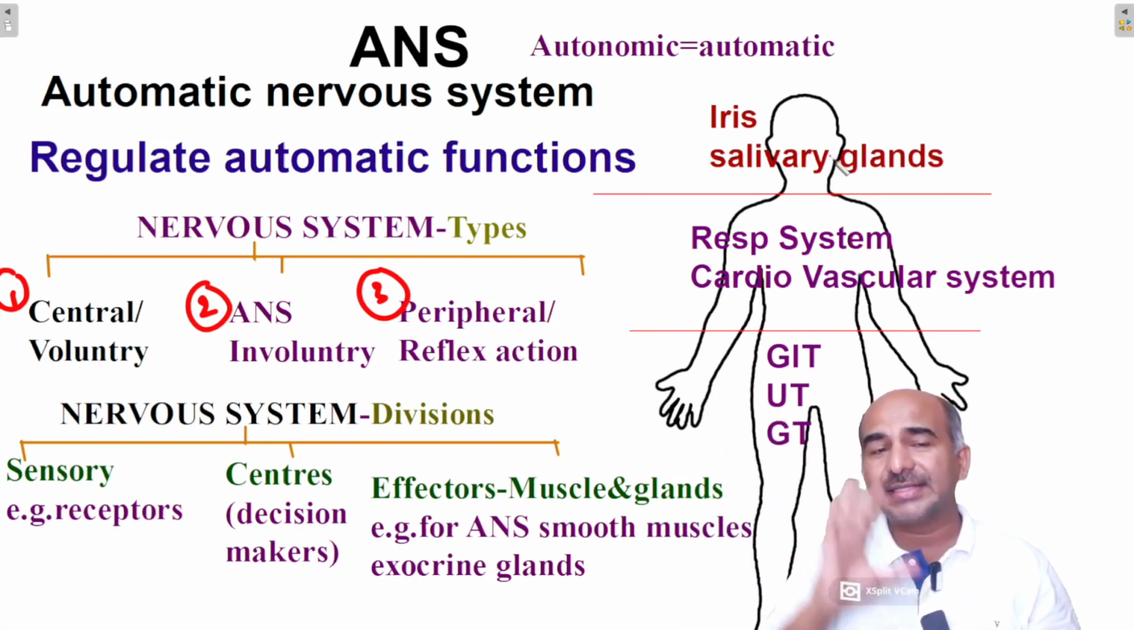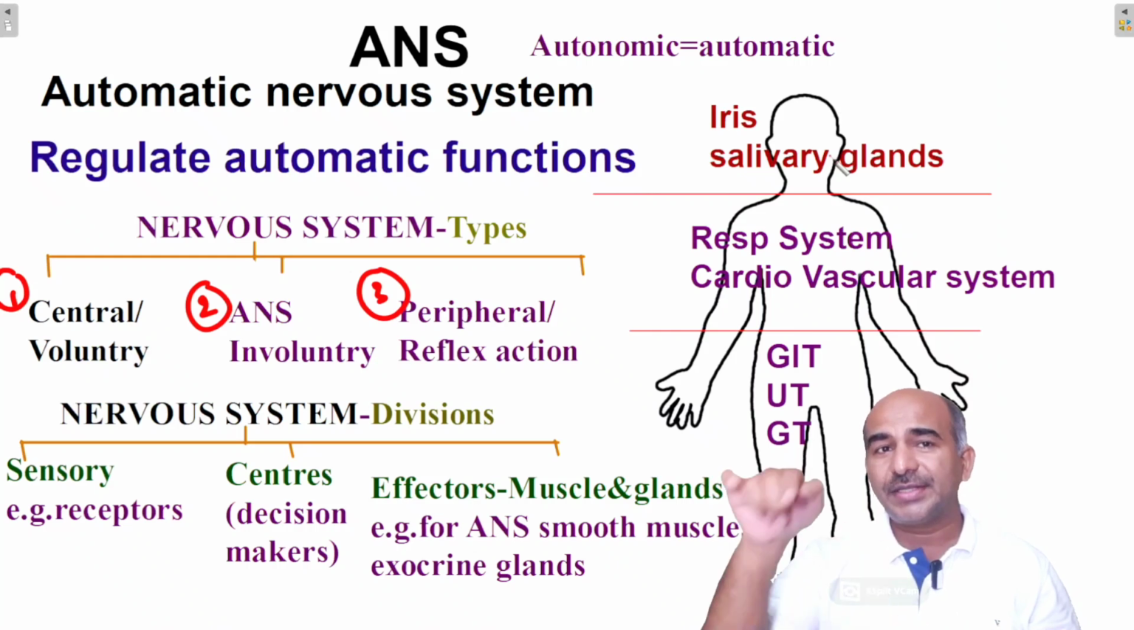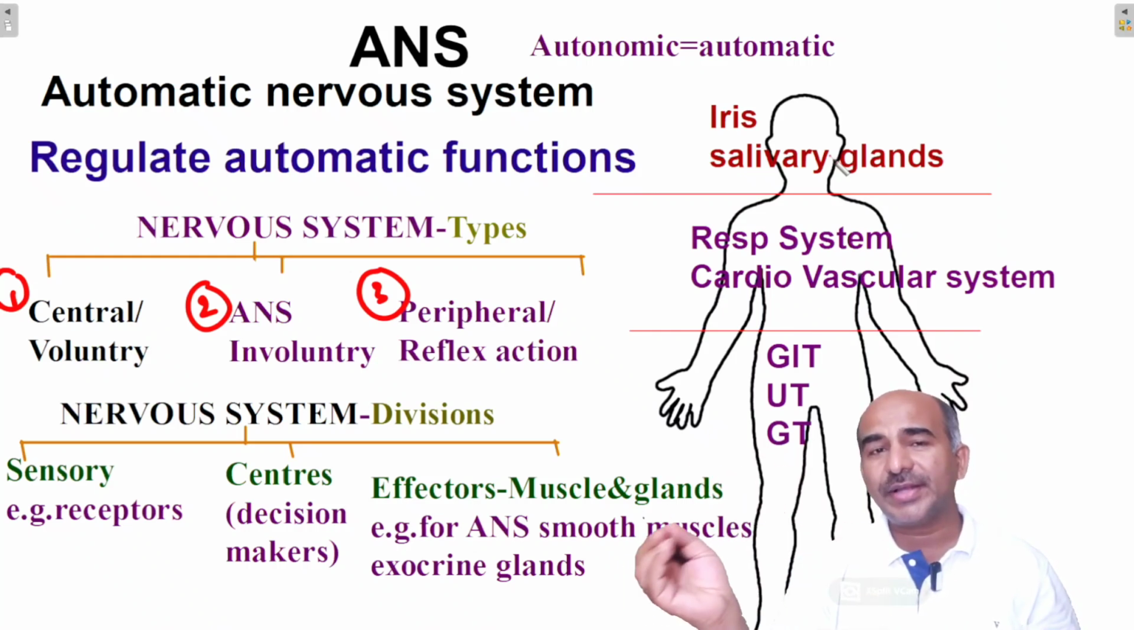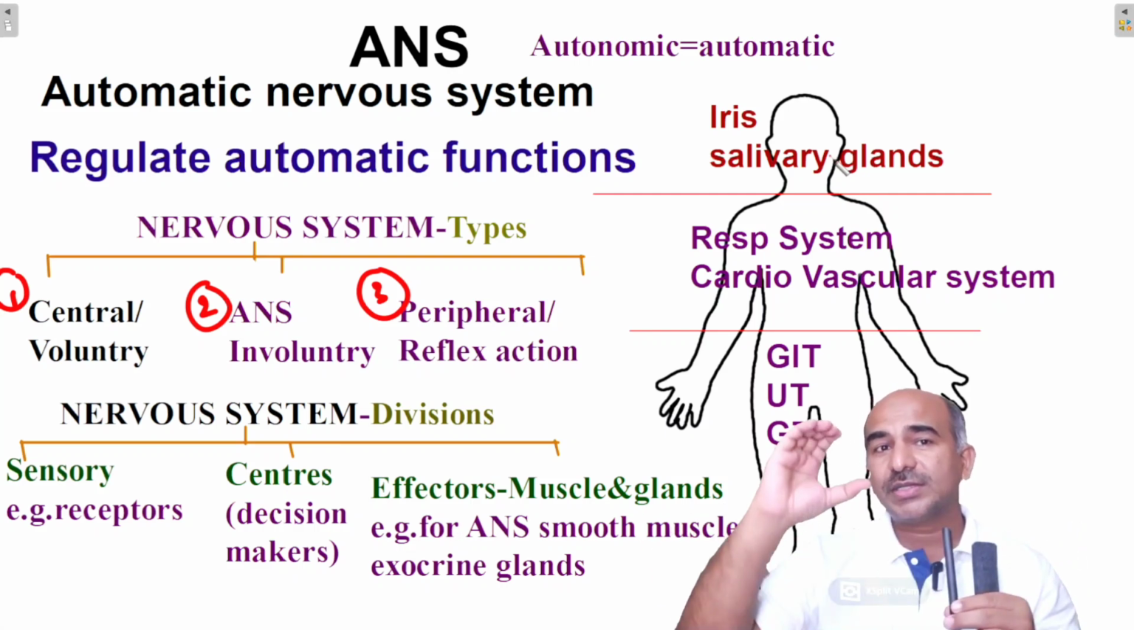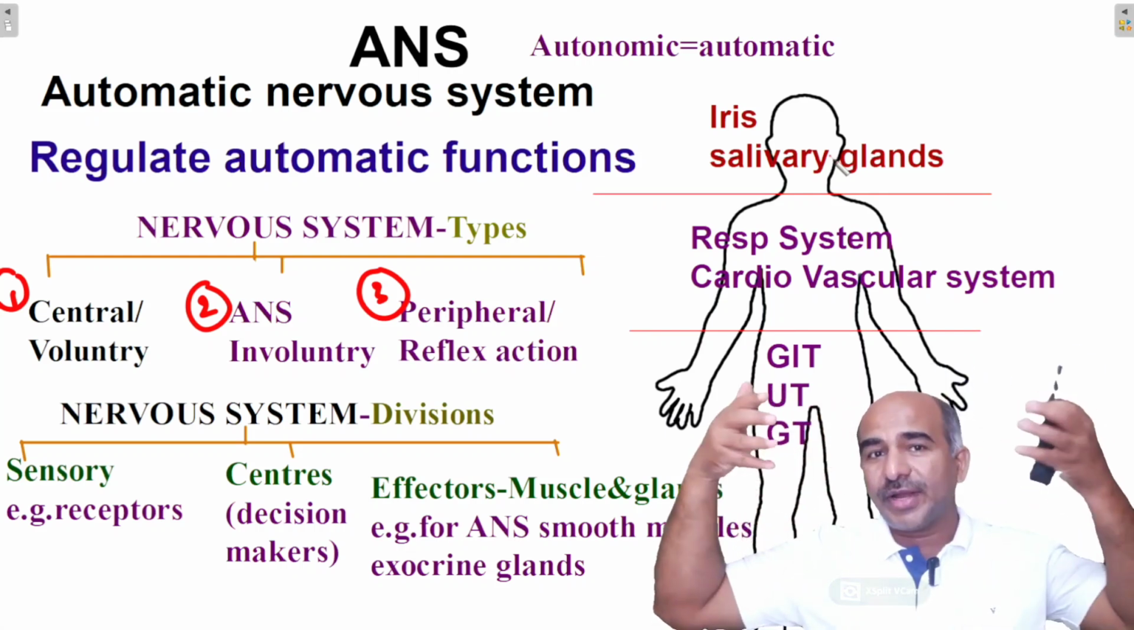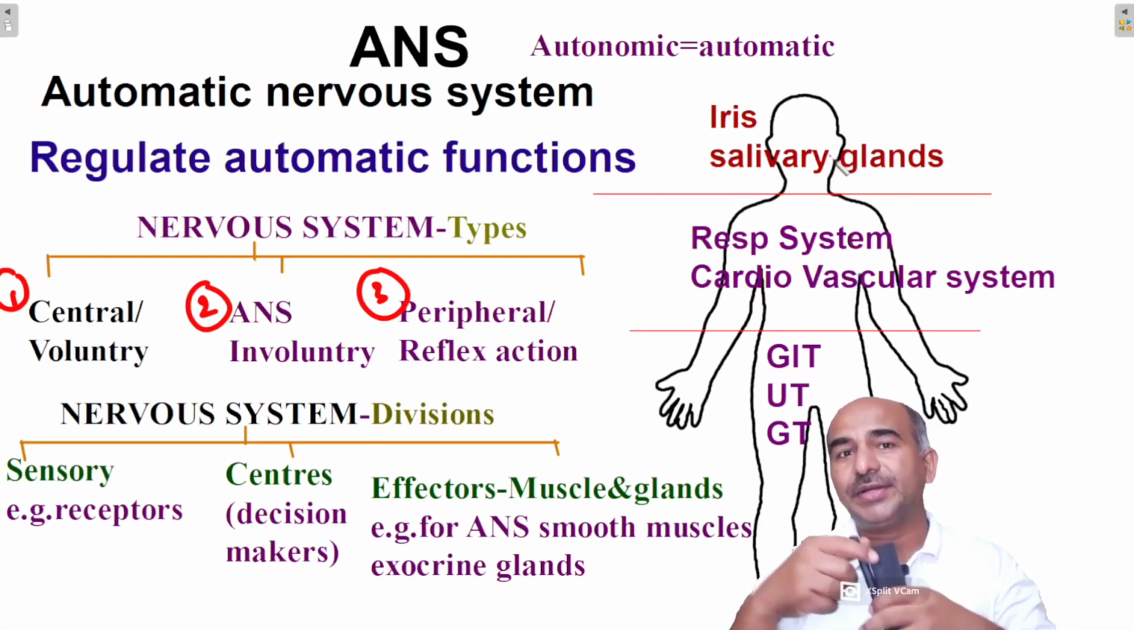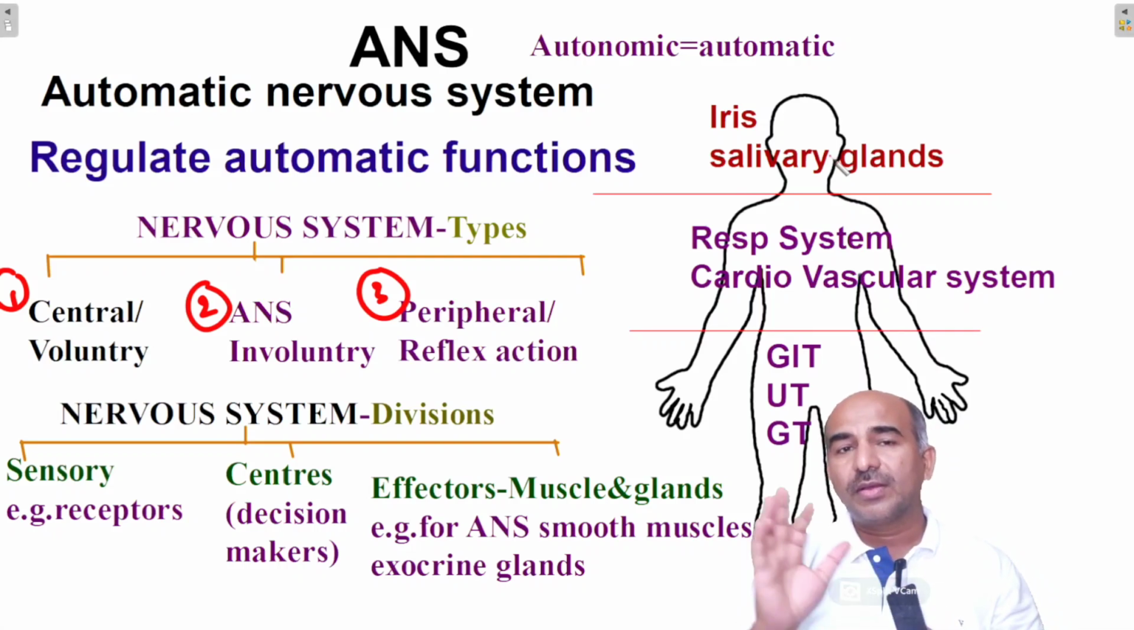In that, the iris is there. The iris has involuntary muscle. Eyes have involuntary muscle called the iris. The iris has further two kinds of muscles. One is circular muscles. If they contract, the aperture will decrease. And there are longitudinal muscles. If they contract, then the aperture is wide. Got the point?